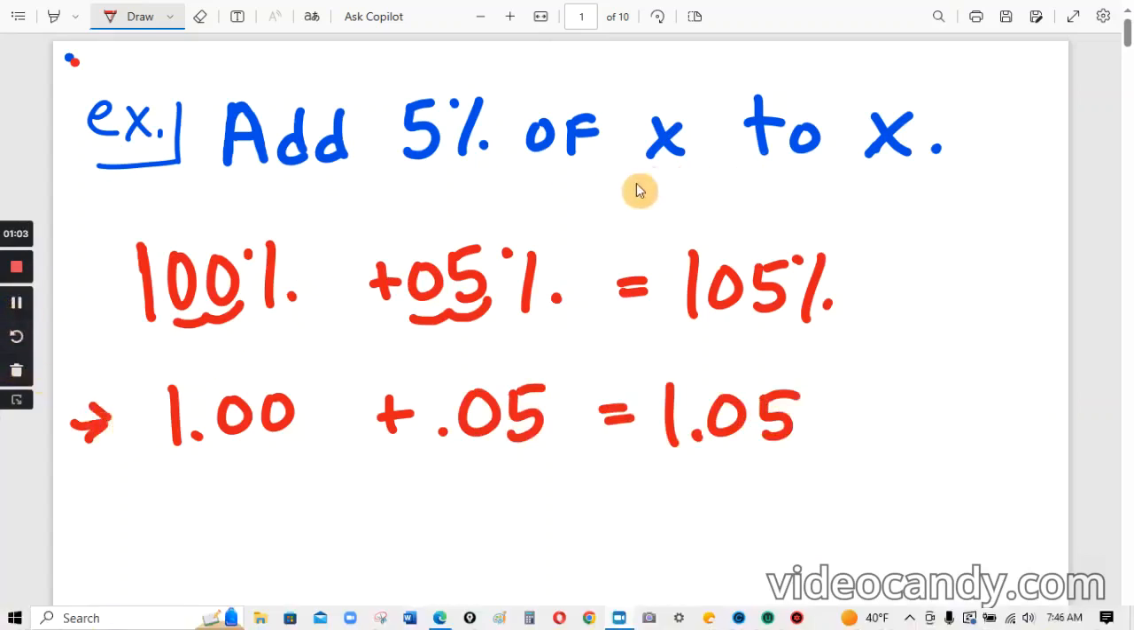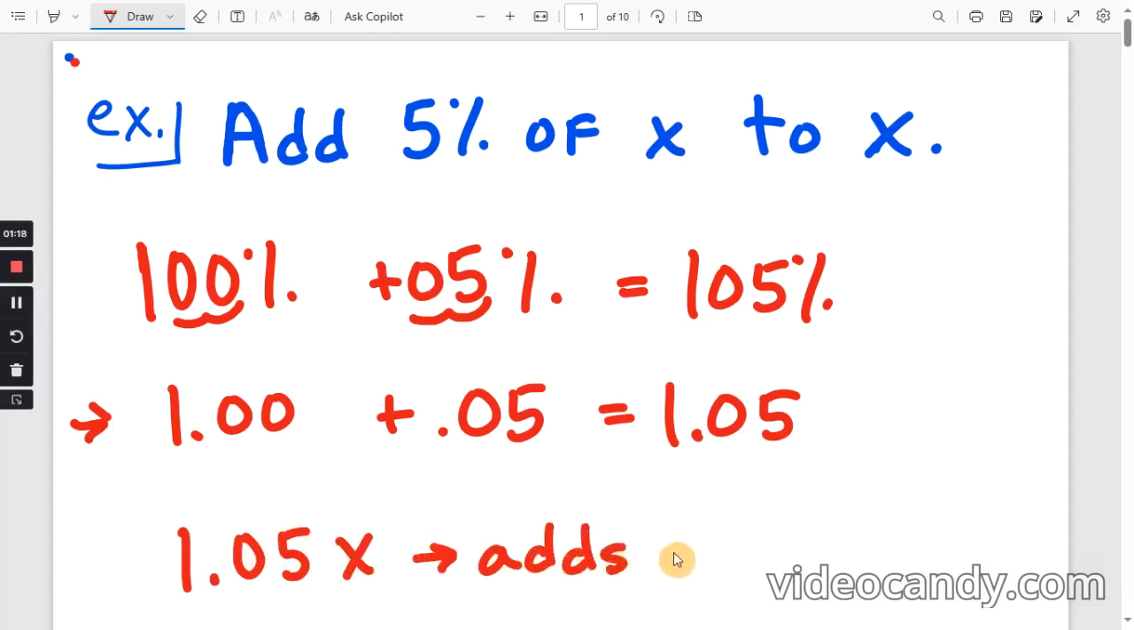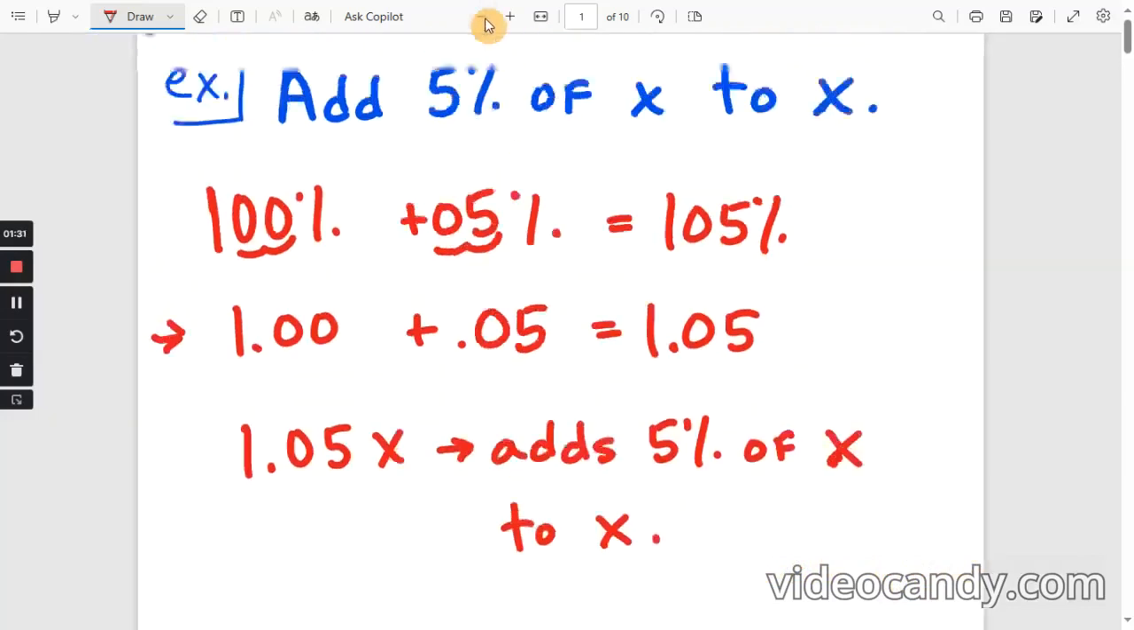So in order to add 5% of x, you just multiply x times 1.05. And that's going to be 1.05x. And that basically just adds 5% of x to x. All right, that's a shortcut.